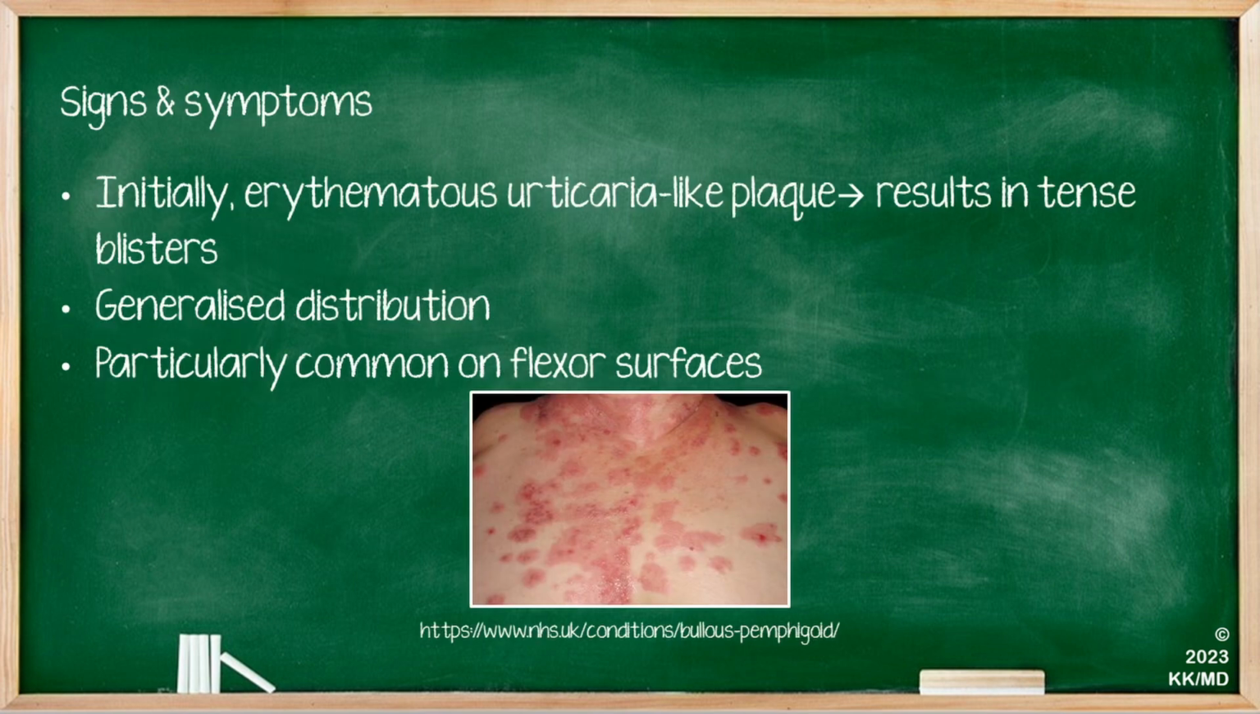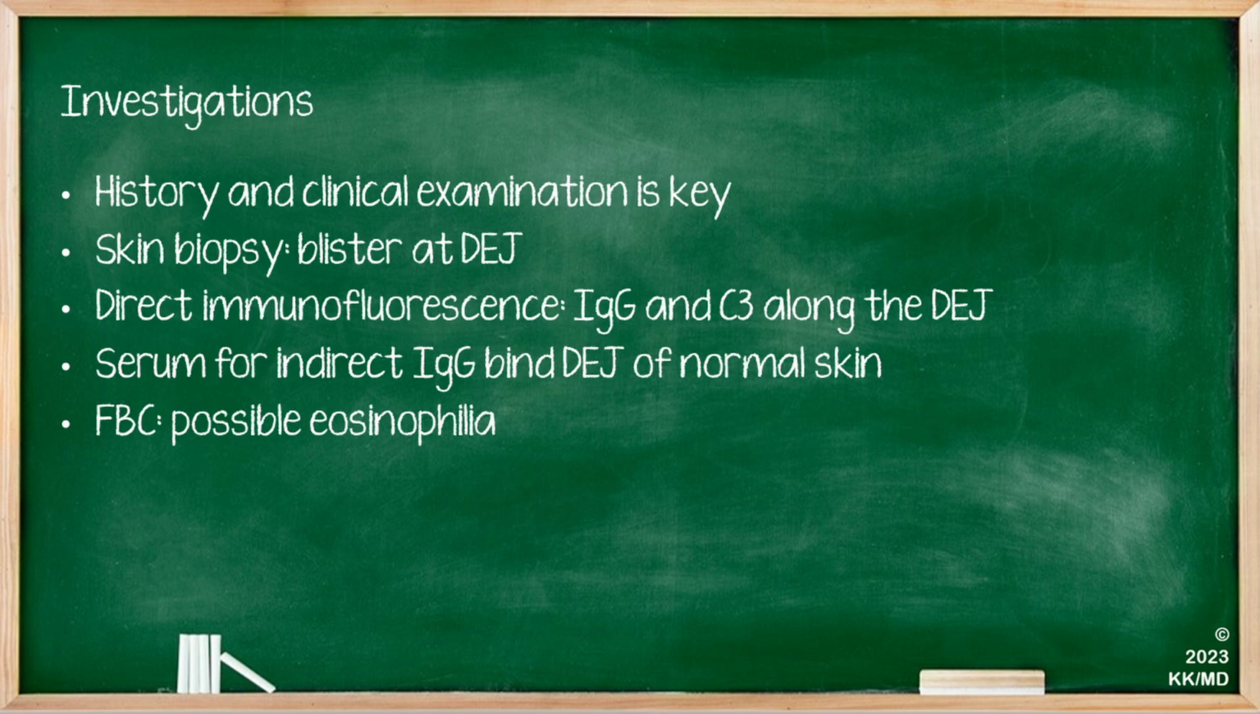Initially, an erythematous urticaria-like plaque occurs, and this results in tense blisters. It has a generalized distribution. Bullous pemphigoid is particularly common on flexor surfaces, and an example in the picture here can be seen on the trunk and neck. History and clinical examination is key.